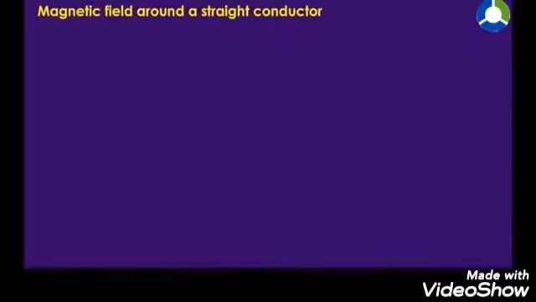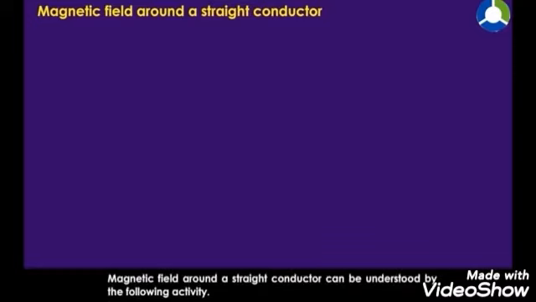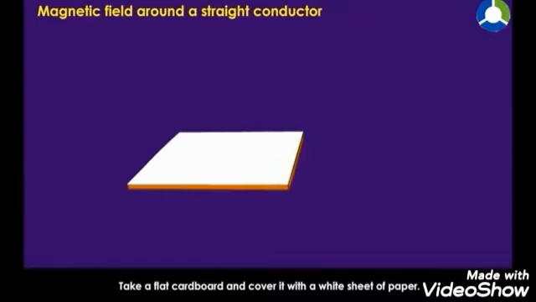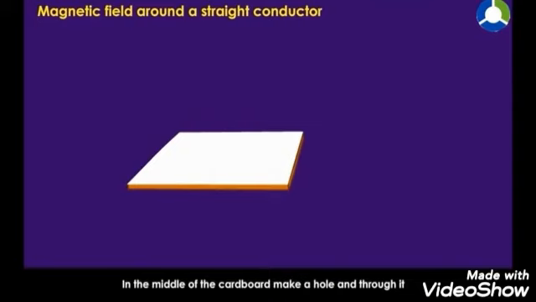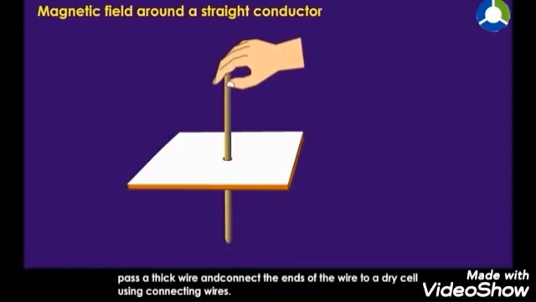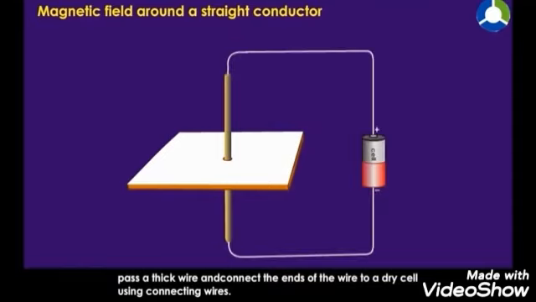Magnetic field around a straight conductor. The magnetic field around a straight conductor can be understood by the following activity. Take a flat cardboard and cover it with a white sheet of paper. In the middle of the cardboard, make a hole and pass a thick wire through it, and connect the ends of the wire to a dry cell using connecting wires.